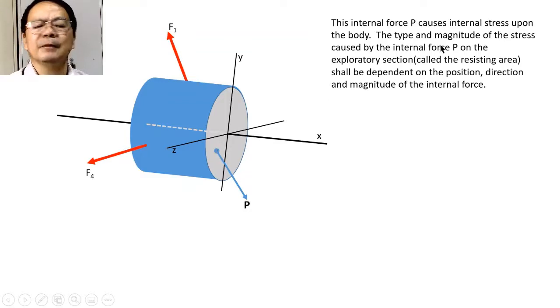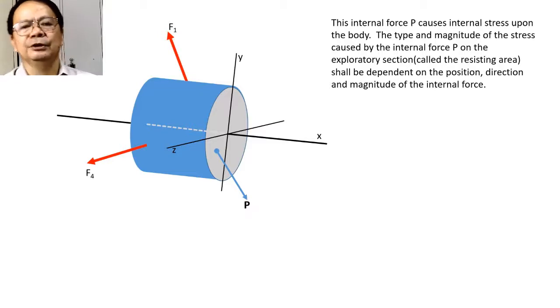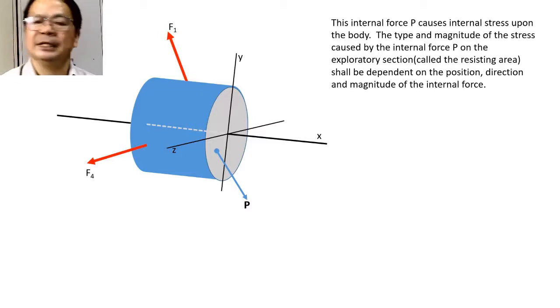The type and magnitude of the stress that will be caused by this internal force on the exploratory section shall be dependent on the position, the direction, and the magnitude of that internal force. Kaya yung mga stresses na madedevelop dito will be dependent kung nasaan ito, anong kanyang direction, at ano yung kanyang magnitude. At sa kabuuan, diyan iikot yung tinatawag nating mechanics of deformable bodies.